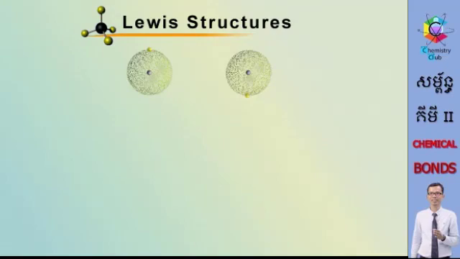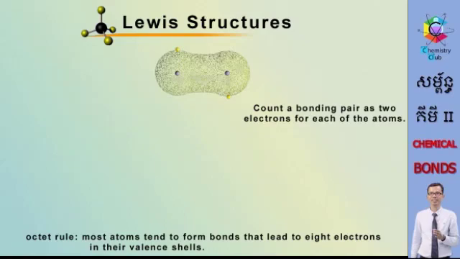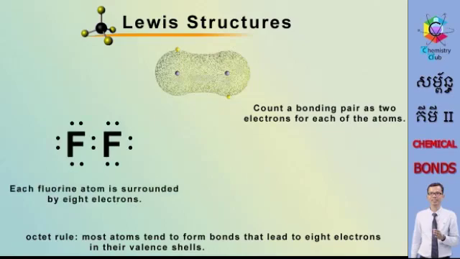When making Lewis structures to illustrate bonding in a molecule, it is important to note that most atoms tend to form bonds that lead to 8 electrons in their valence shell. This is known as the Octet Rule. When an atom shares electrons with another atom to form a covalent bond, count the bonding pair as 2 electrons for each of the atoms. For example, in the bond between 2 fluorine atoms, the pair of electrons involved in the bond would be counted as 2 electrons when counting electrons around the left fluorine atom, and as 2 electrons when counting electrons around the right atom.